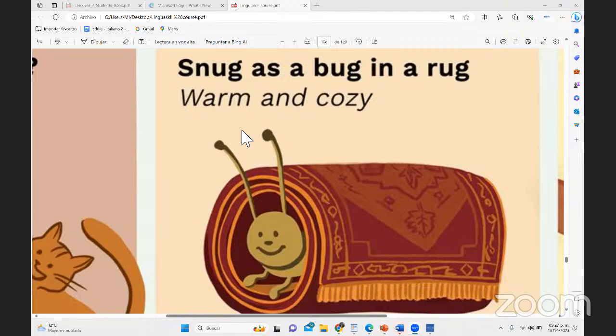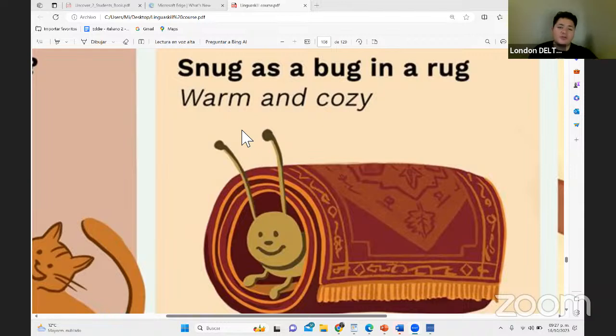It's for example when the weather is cold and you get to your house and your house is hot, and you have a blanket. Yes, and you feel warm. Very well.